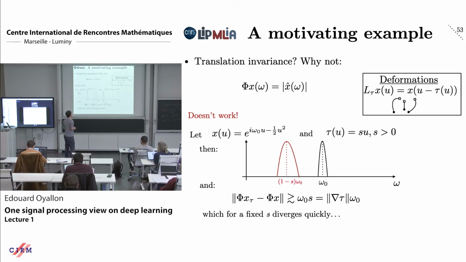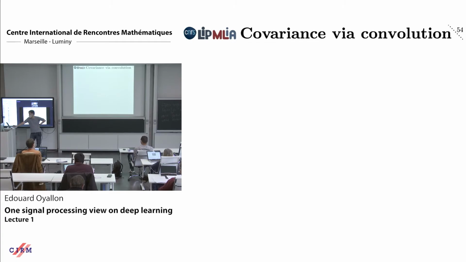So this is bad. Why? Because it means that you're not stable to deformation, right? Because if you let omega 0 go to infinity, then you see that it's not possible to find the Lipschitz constant, and this is not going to work, right? Okay, so our goal now is to define a representation which is invariant with respect to translations.